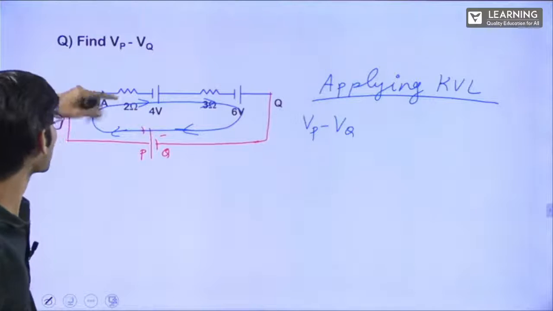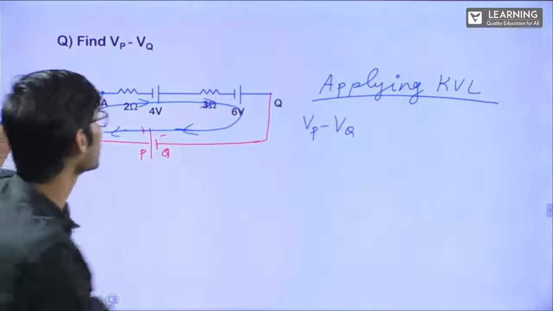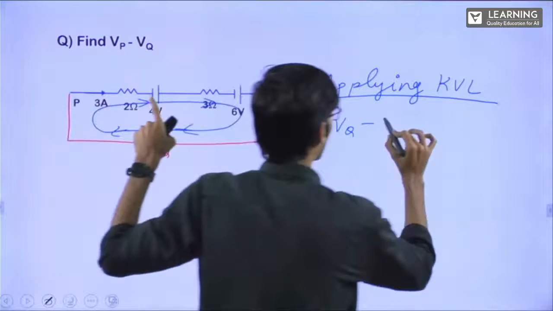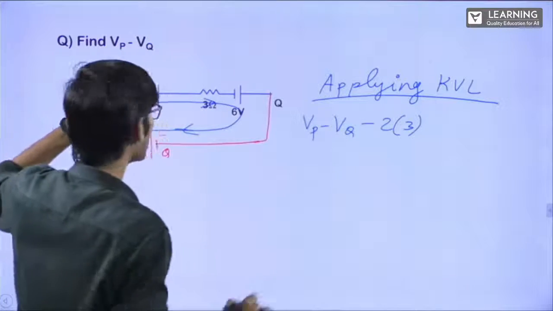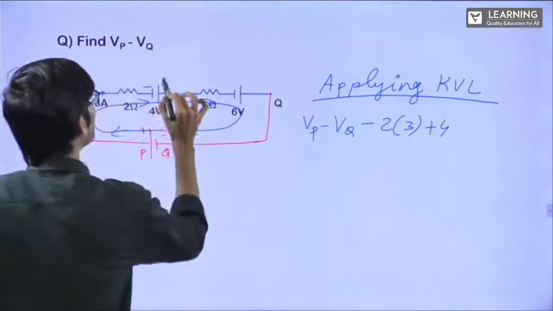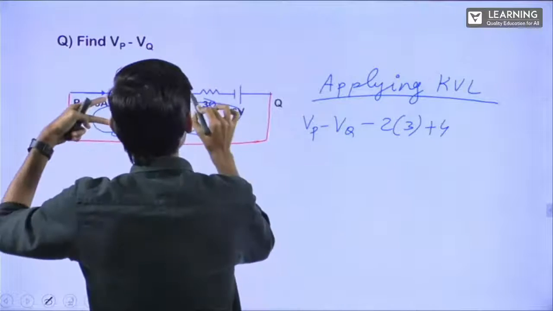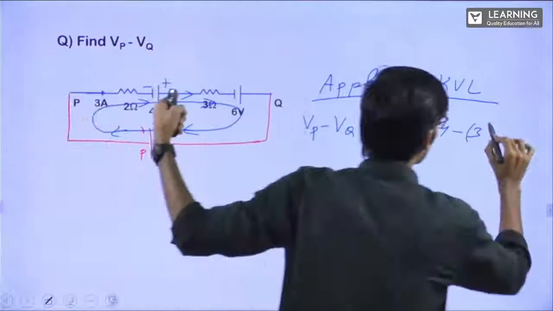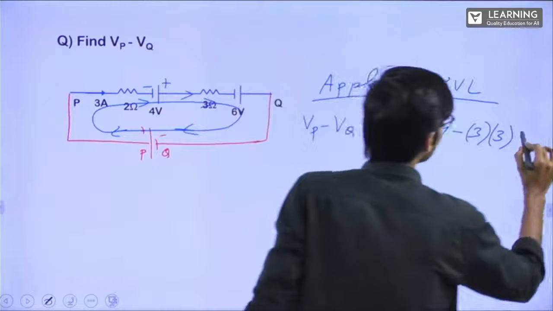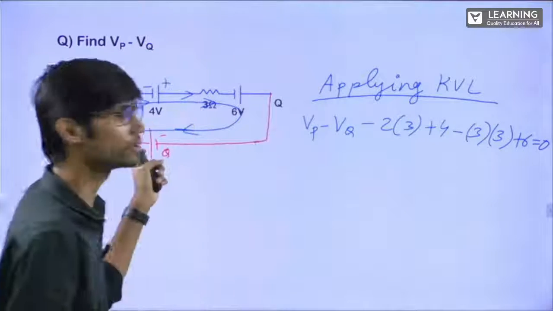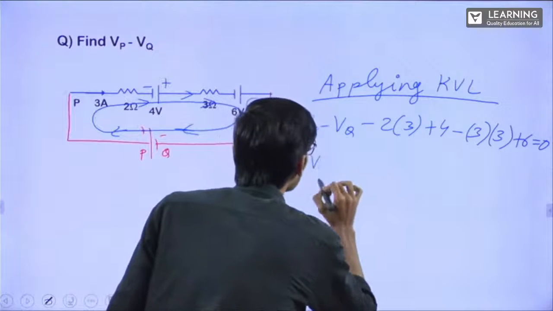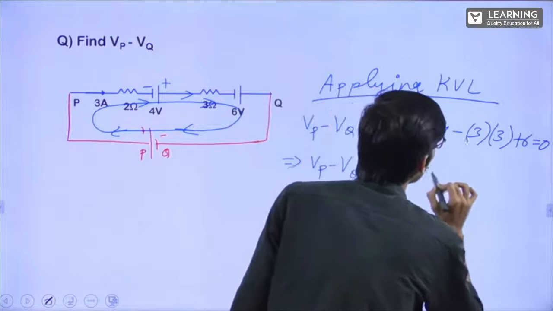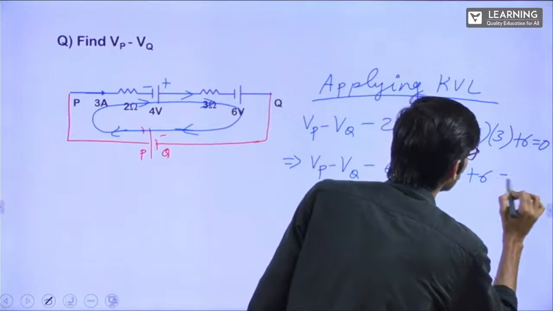Then here my direction and the current direction is the same, given as 3 ampere. So this will be minus 2 into 3, 2 into 3, right? Then here 4 plus 4, because this is minus, this is plus. Then here, the current's direction is the same, so it will be minus 3. It is one single wire, so the current will be the same, that is 3. From here, plus 6 is equal to 0. See, again we came to the same battery. Now that is Vp minus Vq minus 6 plus 4 minus 9 plus 6 is equal to 0.